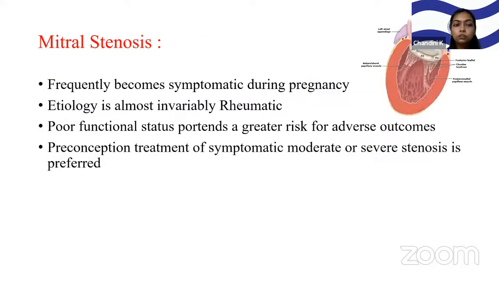Moving on to the discussion of mitral stenosis, it frequently becomes symptomatic during pregnancy because of the various physiological changes associated with pregnancy, such as the hypervolemic state, and the associated tachycardia in pregnancy will exacerbate the manifestations of stenotic lesions. The etiology is almost invariably rheumatic in developing countries like India. Baseline poor functional status is associated with a greater risk for adverse perinatal outcomes. So preconception treatment of symptomatic, moderate or severe stenosis is preferred before advising conception.